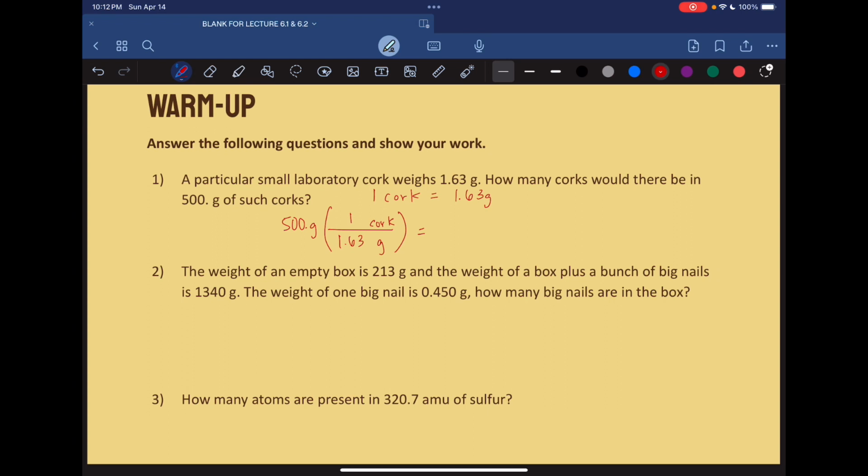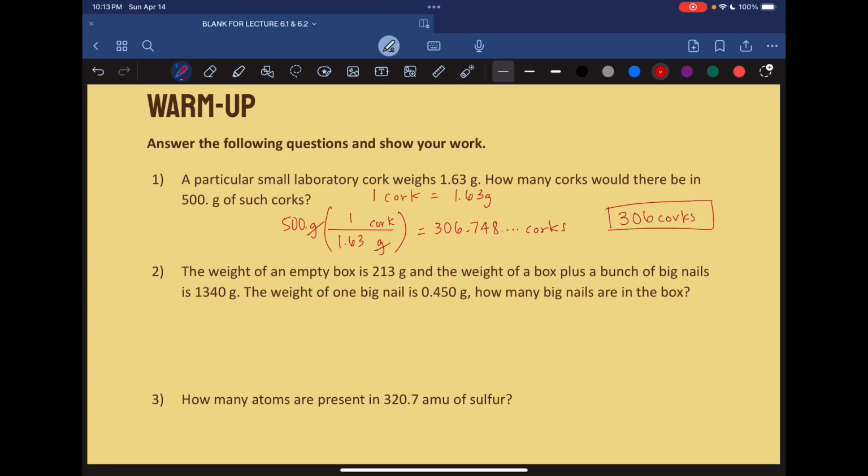If you put this into the calculator, you can put that as 500 parentheses 1 divided by 1.63 end parentheses. Our units will cancel, leaving us with corks, and our answer would be 306.748 and so on corks. It's asking how many corks would there be in 500 grams. If we rounded up, we would be over 500 grams. So I actually want to round down, thinking about a business perspective. So there would be 306 corks in 500 grams.